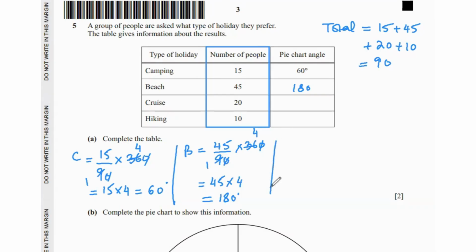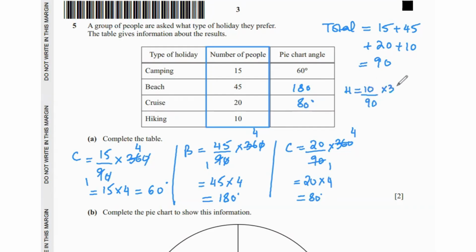Then for cruise, 20 over 90 times 360. So this is 1, this is 4. 20 times 4 is 80 degrees. And lastly, for hiking, that's 10 over 90 times 360. So that's 10 times 4, and that's 40 degrees. So these are your angles for each of the types of holidays.